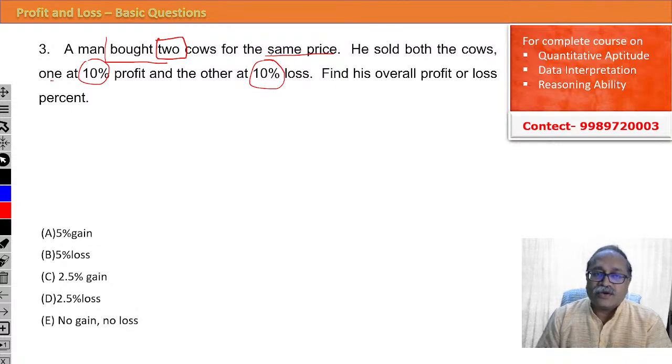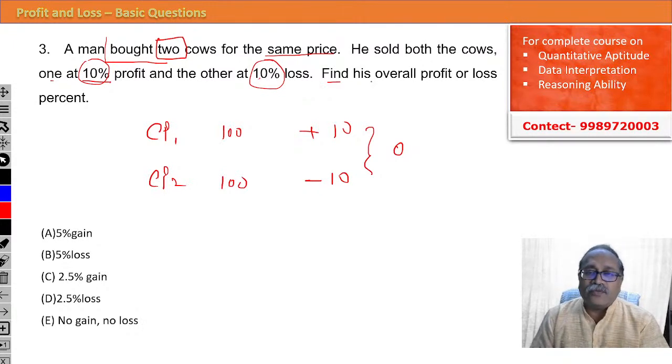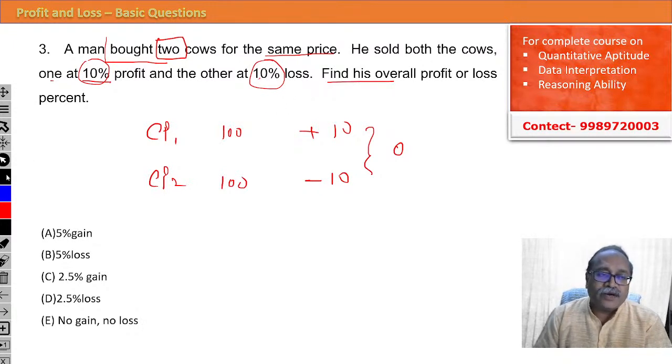Two cows, the cost price is the same. So I will take CP1 as 100 and CP2 also as 100. In one there is a 10% profit, so plus 10% of 100 is 10. And in the other a 10% loss, so 10% of 100 is 10, so 10% loss over here. So I see that overall there is no profit, no loss, 0%. So what is the overall profit or loss percentage? 0. But what is the actual way of doing it?